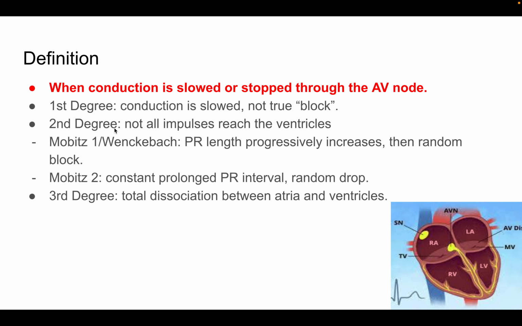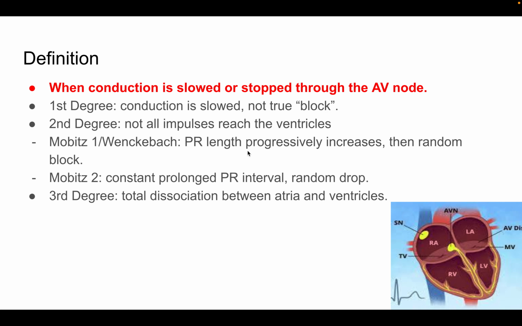A second degree heart block is when not all the impulses reach the ventricles, and there are two types we need to talk about. Those are the names of the categories: there's Mobitz 1 and there's Mobitz 2. Mobitz 1, also known as Wenckebach, is when the PR length progressively increases, and then there's a random block.